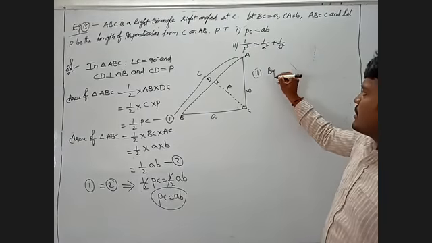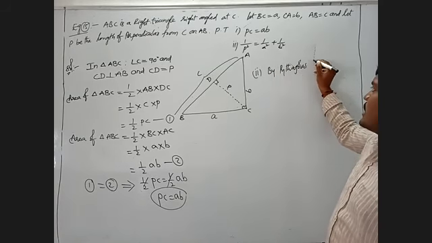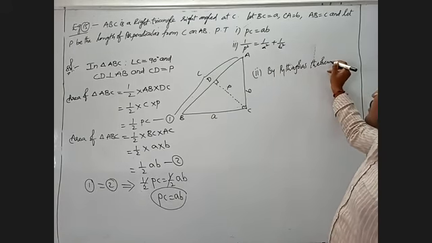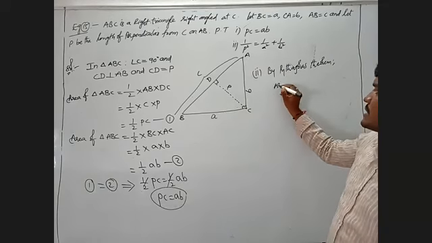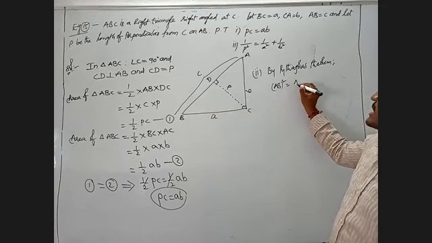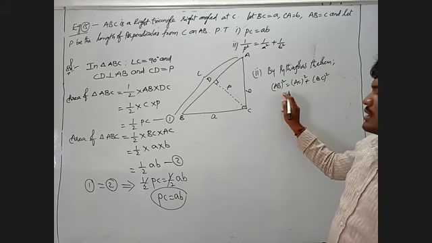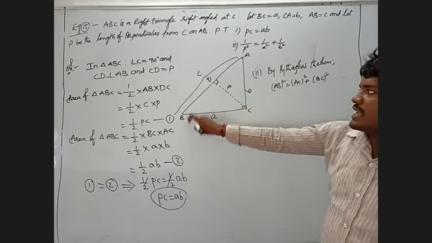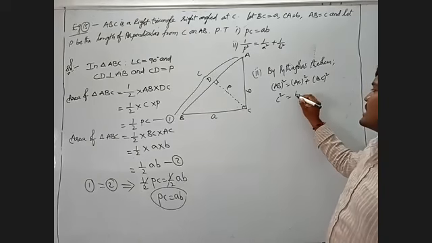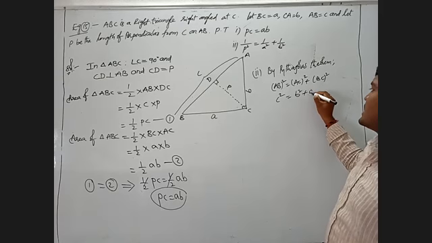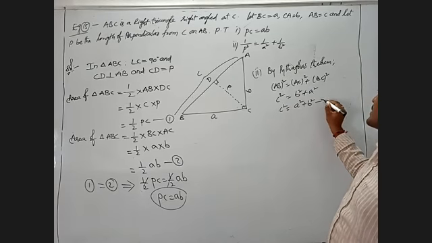By Pythagoras theorem, AB square is AC square plus BC square. That means the distance between A and B is small c, so c square is equal to AC, which is b square, plus BC, which is a square. That means c square is equal to a square plus b square.